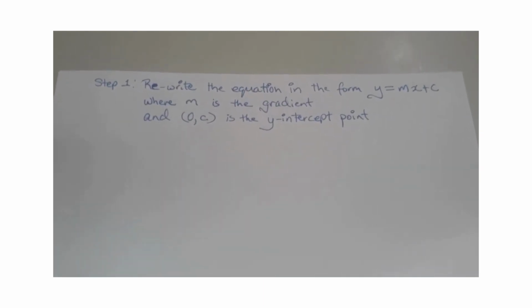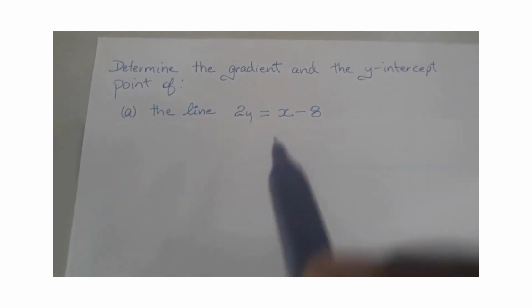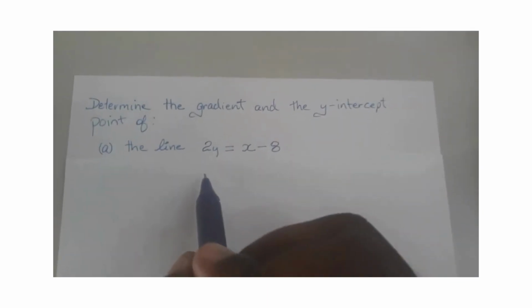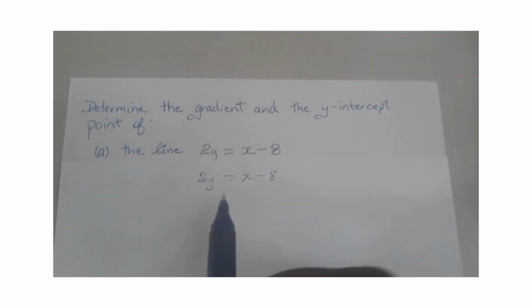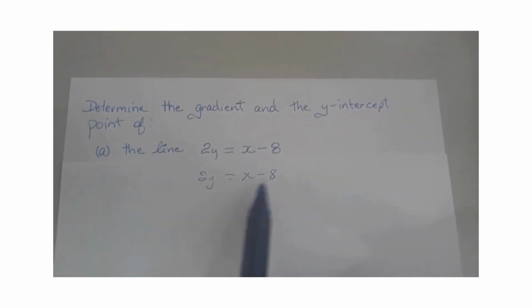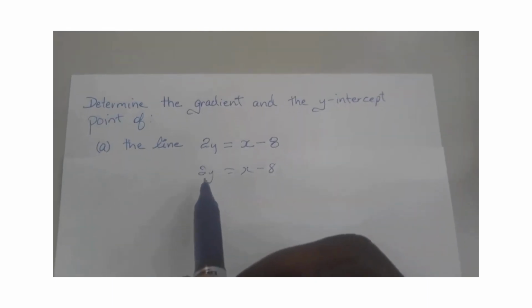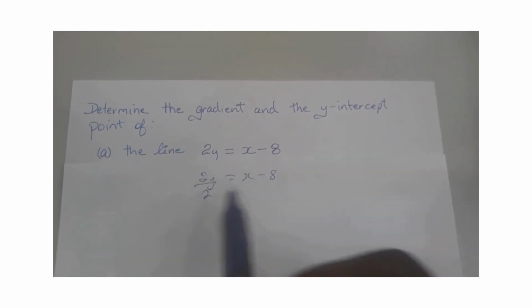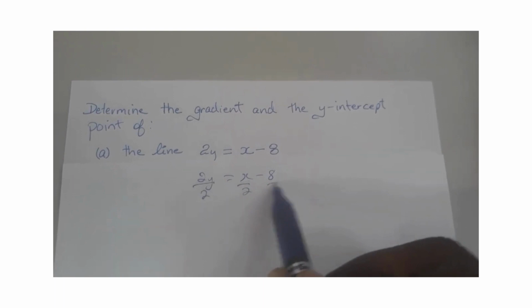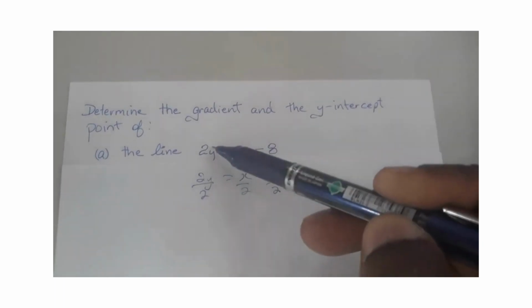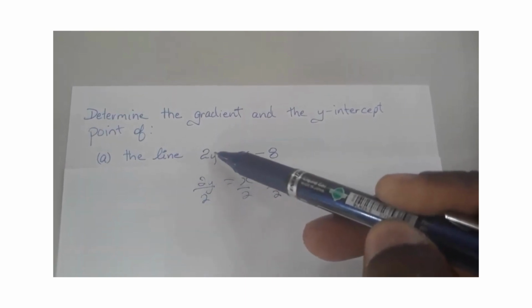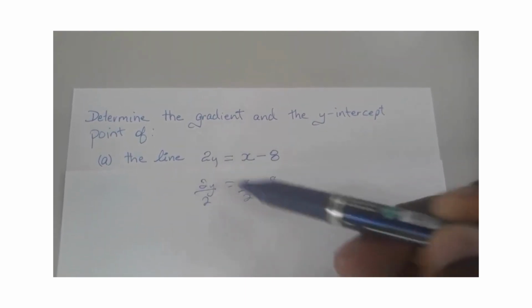So let's go about it. For the first equation, we have 2y equals x minus 8. And now we're going to divide throughout by 2. So each term will be divided by 2. Why is that? Because we want to make this y the subject. We do not want 2y. We want to have 1y.